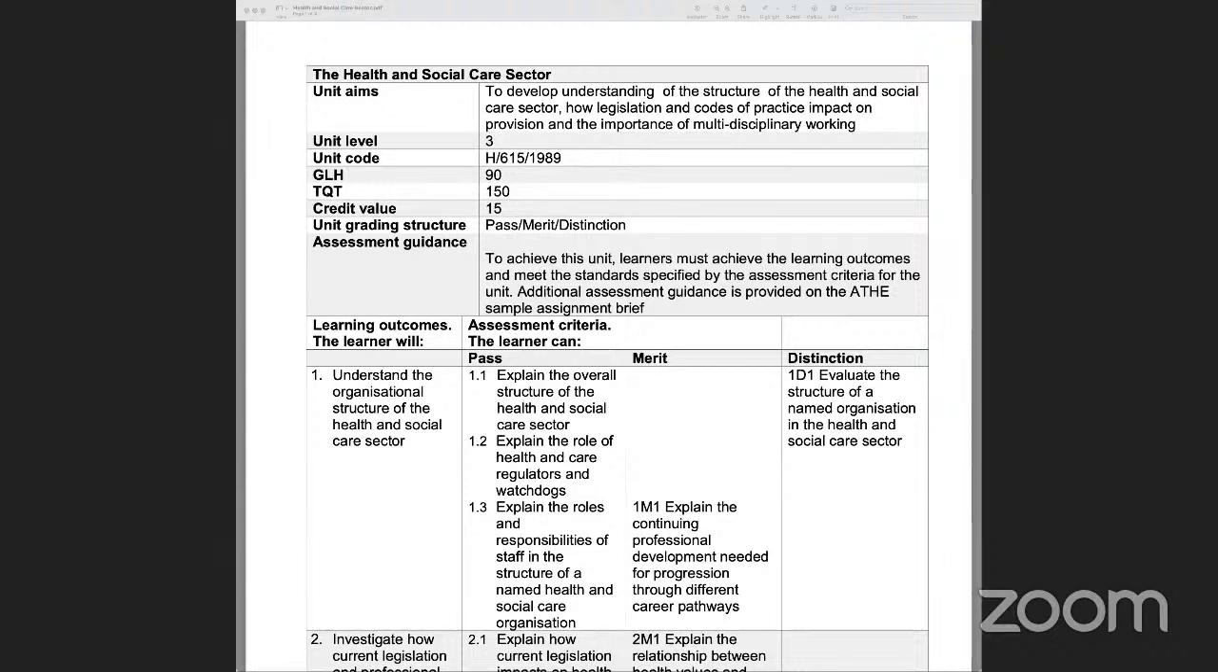And the idea there is to try and provide a broader understanding in terms of how this particular sector works and what role the healthcare professionals play while working within the ecosystem.